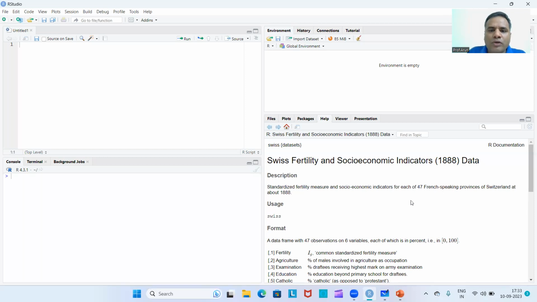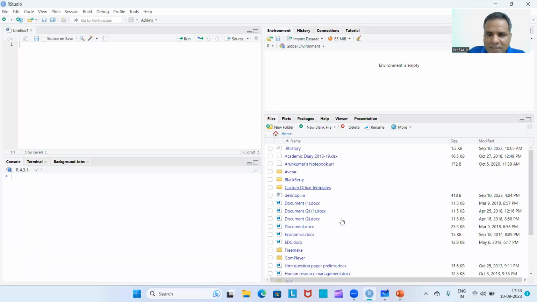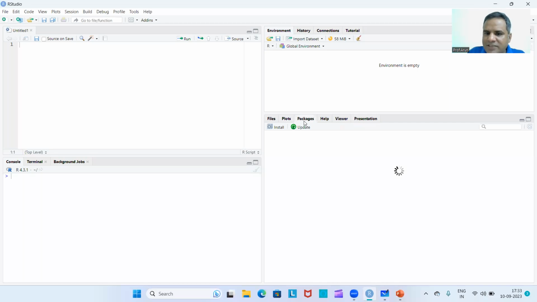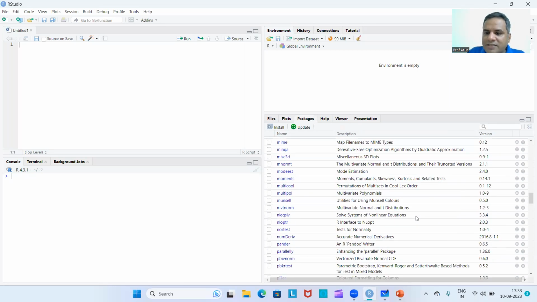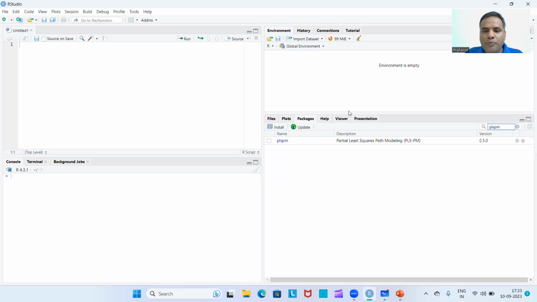The fourth window, I call it the plotter window, but it has other tabs also, like files. Whatever files are in the directory will automatically be reflected here. It has plots and it has packages. Whatever packages you install will appear here. Let's say you want to see the plspm package. The plspm package is used for partial least squares structural equation modeling. You can just check it out.